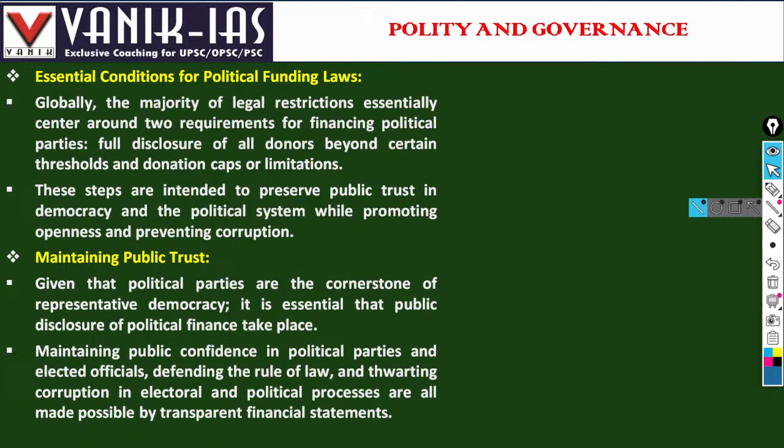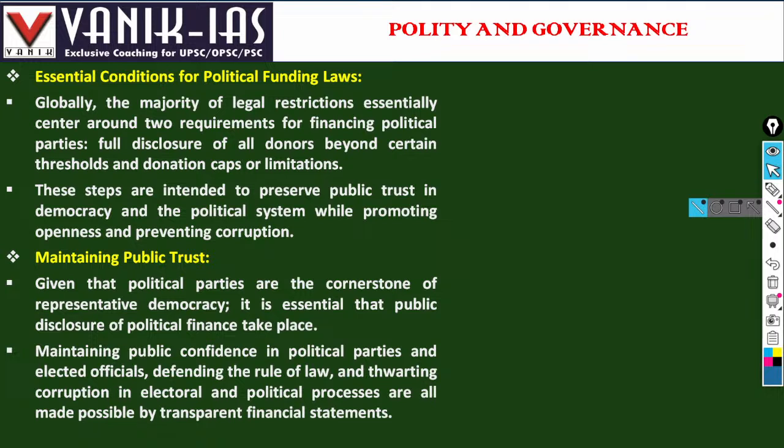essential conditions for political funding law. Globally, the majority of legal restrictions essentially center around two requirements for financing political parties: full disclosure of all donors beyond a certain threshold, and donation caps or limitations. Two things: one is full disclosure of all donors beyond a certain threshold, and the other is donation caps or limitations. These steps are intended to preserve public trust in democracy and the political system while promoting openness and preventing corruption.